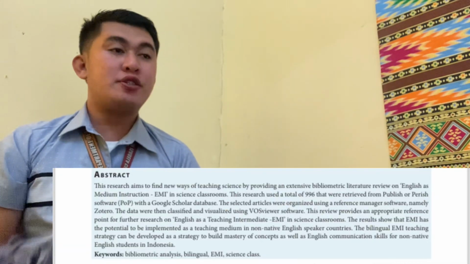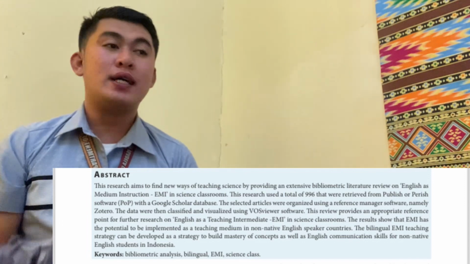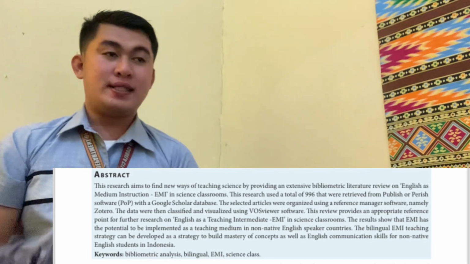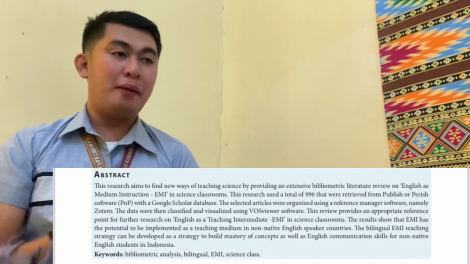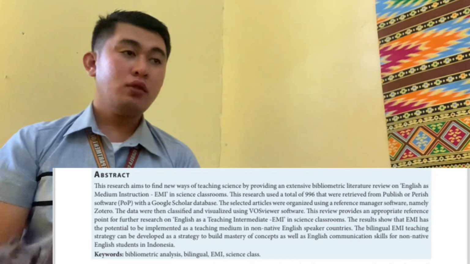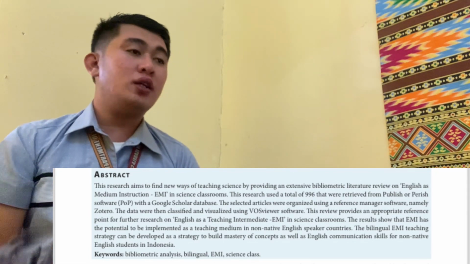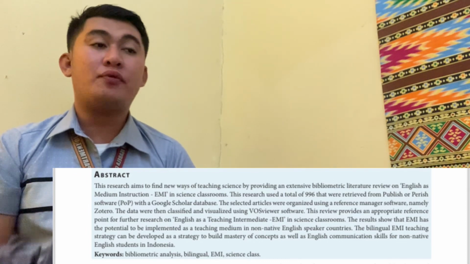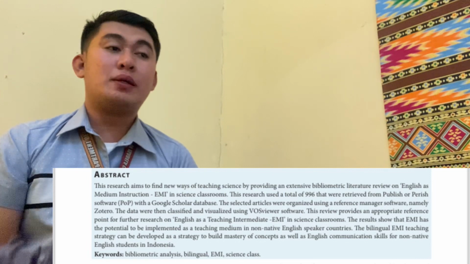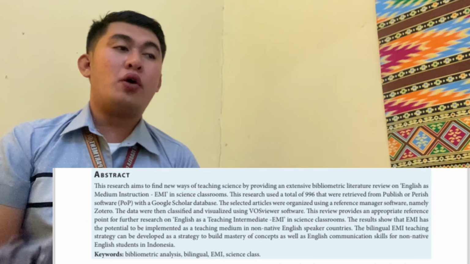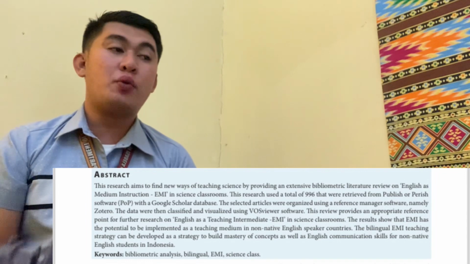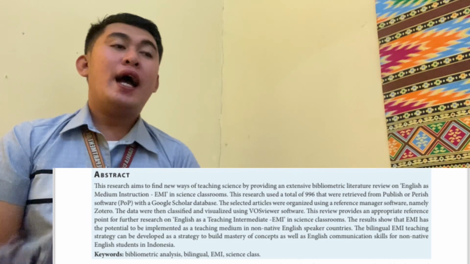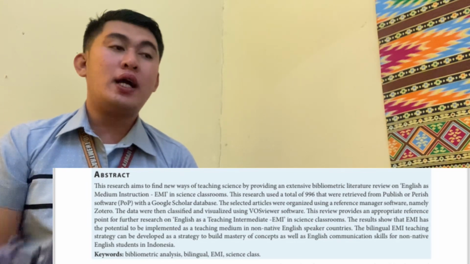This research aims to find new ways of teaching science by providing an extensive bibliometric literature review on English as Medium Instruction, or EMI, in science classrooms. Now, this research uses a total of 996 articles that were retrieved from Publish or Perish software with a Google Scholar database. Now, the selected articles were organized using a reference manager software, namely Zotero. The data were then classified and visualized using VOSviewer software.